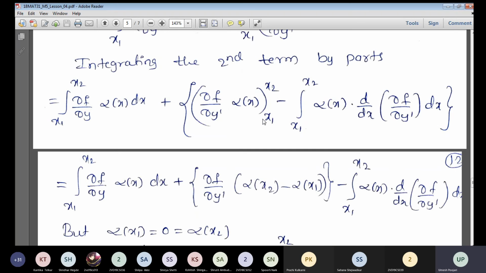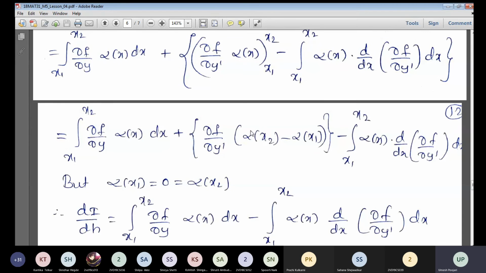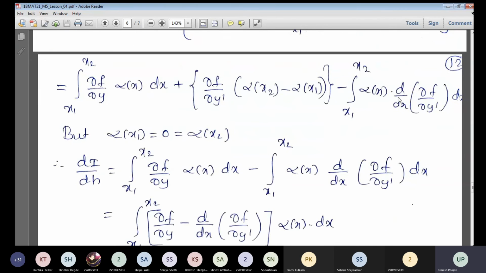Then take the upper limit and lower limit in the first case. If you take the upper limit and lower limit, that term will be 0 because you are getting alpha of x2 minus alpha of x1 at the point A. Alpha of x1 is 0, and at the point B alpha of x2 is 0. So this complete term will be 0. Only the first integral and last integral will remain. So we shall combine those two.